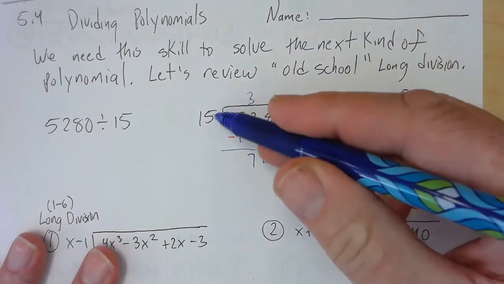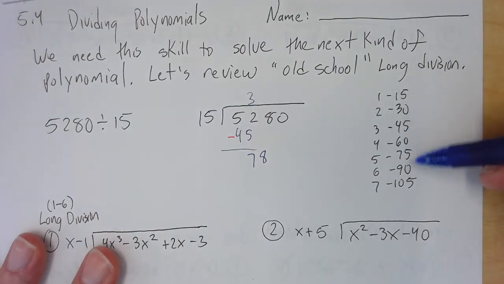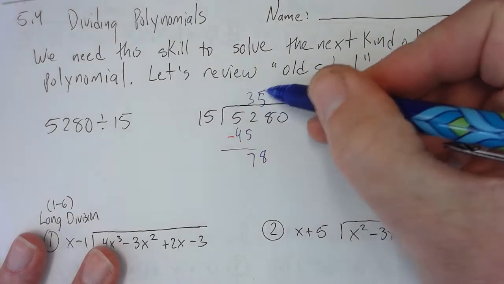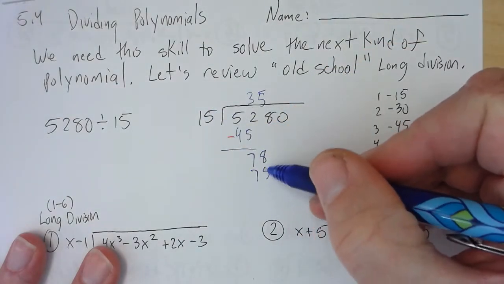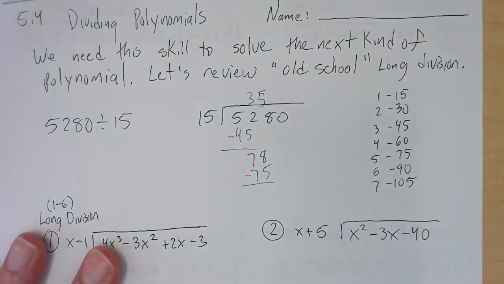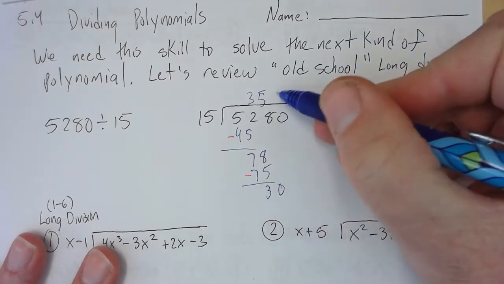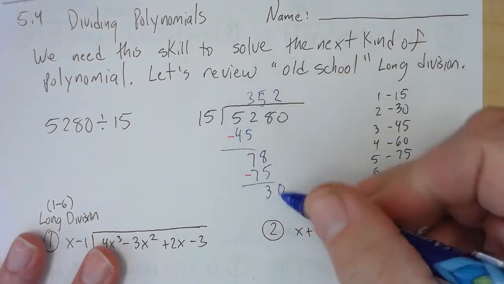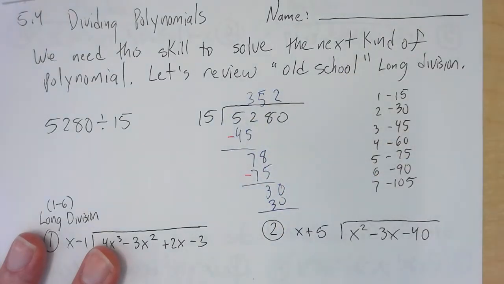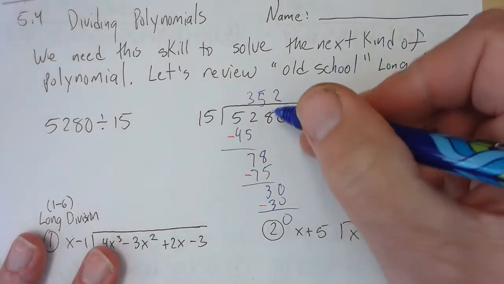So does 15 go into 78? Yes. So it goes 5 times. So I put a 5. 5 times 15 is 75. And I'm going to subtract. So I pick up the red pen, bring down the 3 and the 0. So 30, that would be 2 times. 2 times 15 is 30. And then I subtract that off, and I get 0, so this has no remainder. There's no remainder, so this is the answer right here.